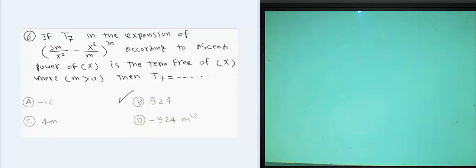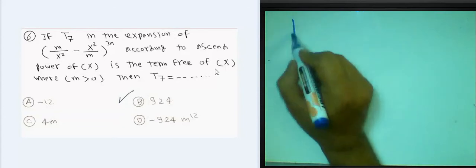Question 6. If term 7 in the expansion of (m over x power 2 subtract x power 2 over m) power 3n, in ascending powers of x, is the term free of x, where x is greater than m greater than 0, then term 7 equals space. He gives us this information. We have a term free of x. Then you can find term 7 in this example.